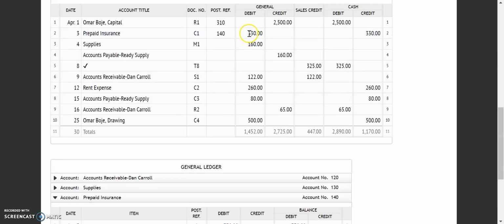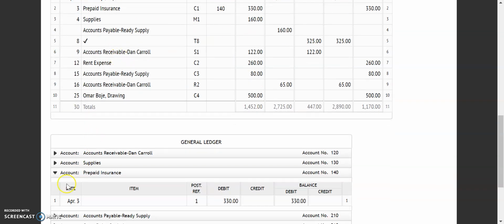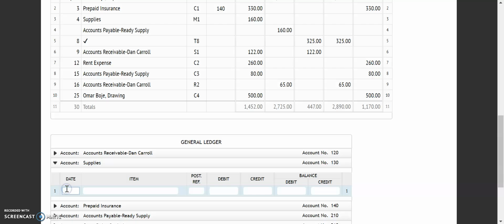Note again that we're not touching anything over here in these special amount columns. The sales credit, cash debit, cash credit, remember those are special. They are going to be in their own separate thing. We are only concerned about what's in the general debit, general credit right now. Next up is our supplies. So we open up our supplies account. Again, April 4th. Post reference number is 1. It's a debit of $160, which means our balance is $160. And then our account number is 130.